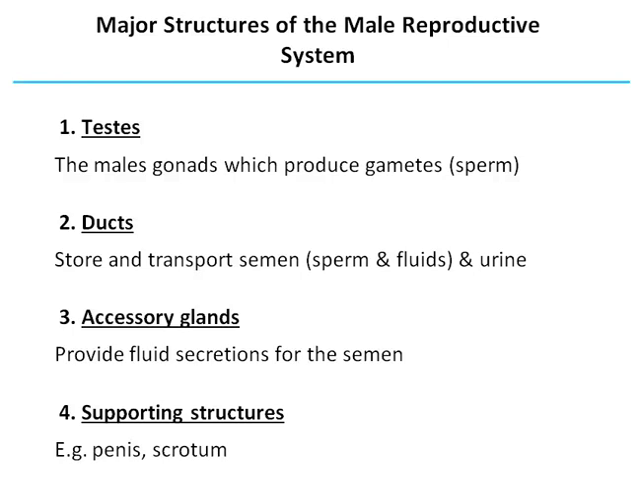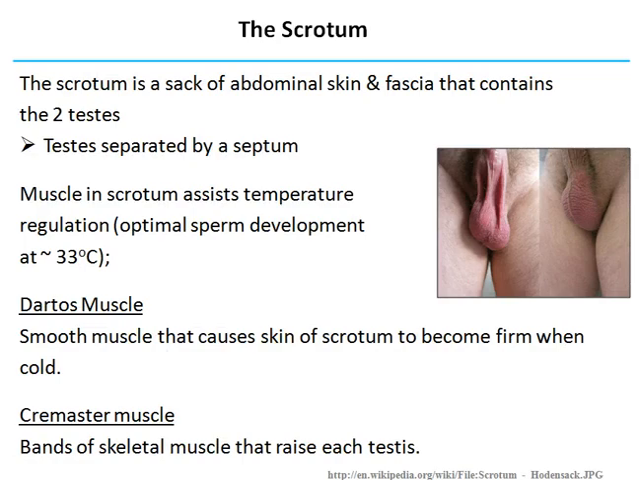The major structures of the reproductive system in males that we're going to look at: the gonads, where the male sperm are made; the ducting system, that store and transport the semen, the sperm and fluids, and also urine; accessory glands such as the prostate gland, which provide fluid secretions that help nurture and support the cellular sperm; and also other structures of the male reproductive system such as the penis and scrotum. Initially, I'll look at the testes.